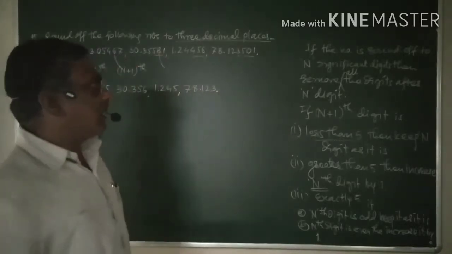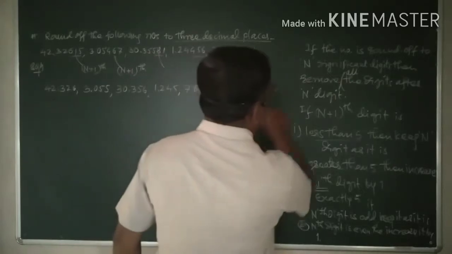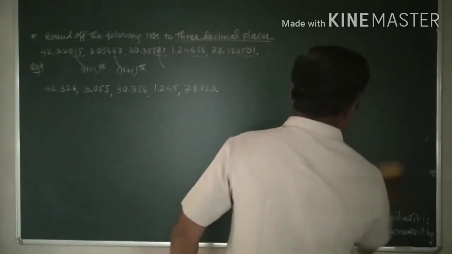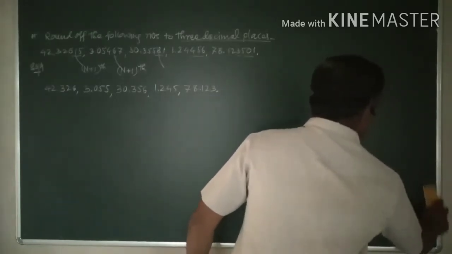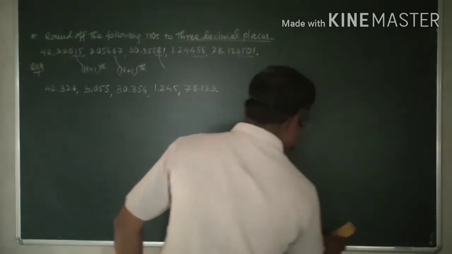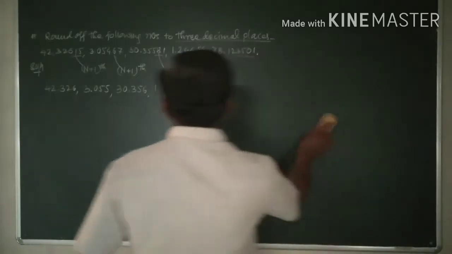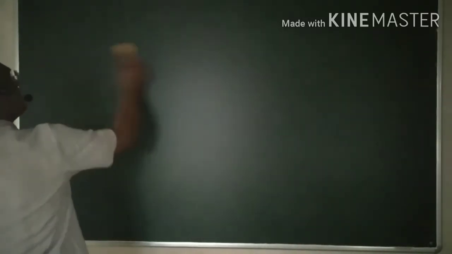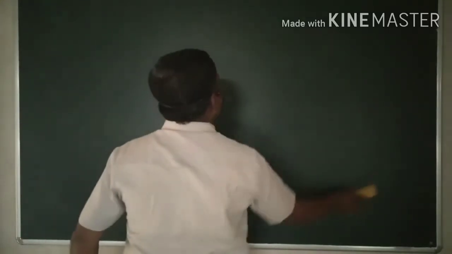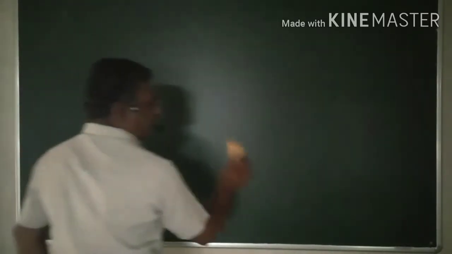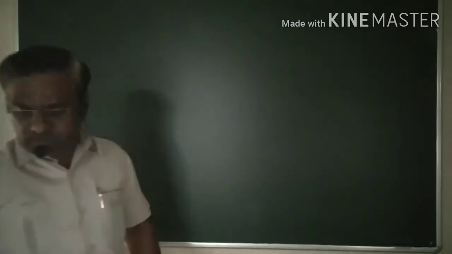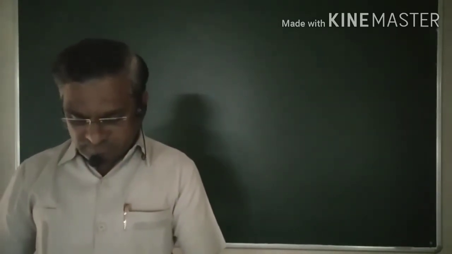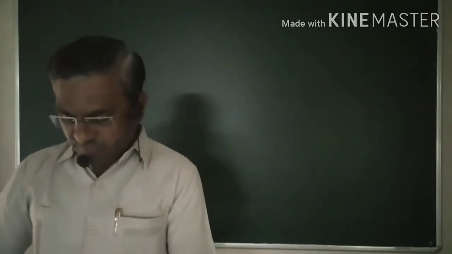Well, this way you can round off the numbers by using these rules. I think two examples are more than sufficient to understand the concept of rounding off a number to n decimal places or n significant figures or digits. Now let me go for the examples on the types of error.